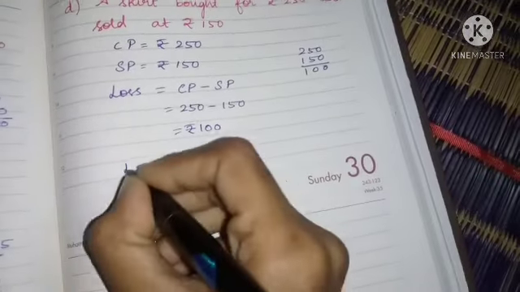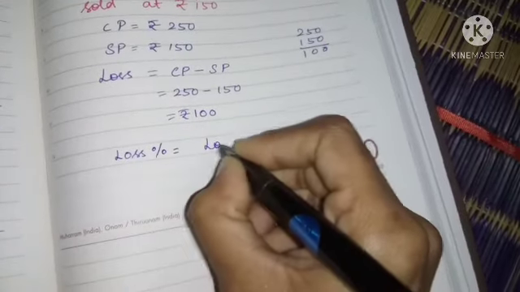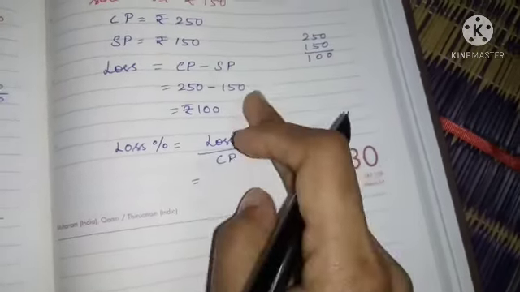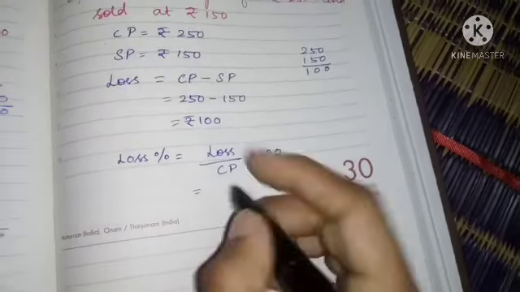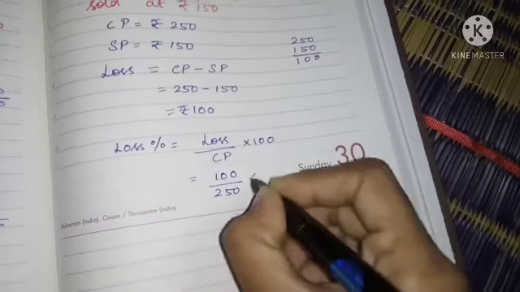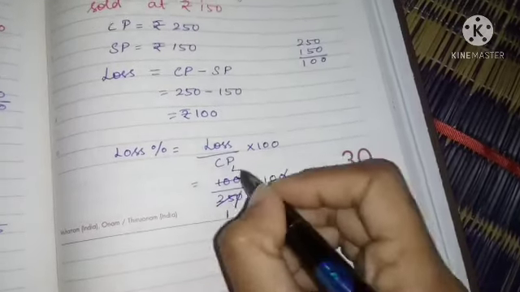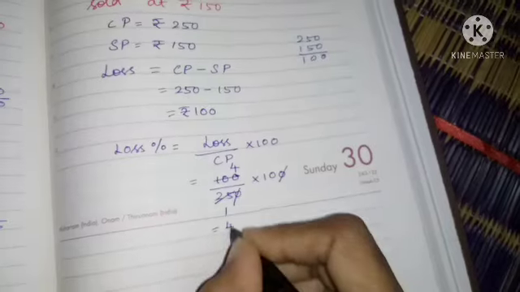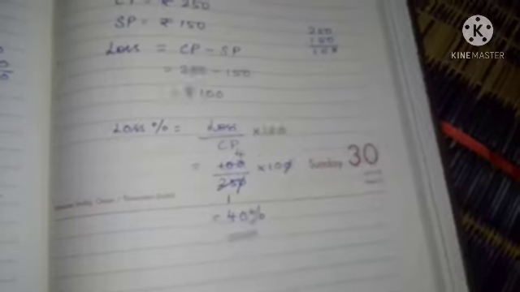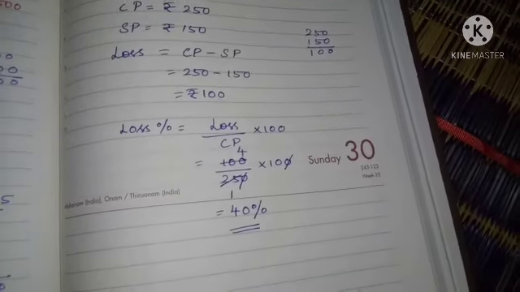So what percentage will you find? Loss percentage is equal to loss divided by CP into 100. When you are facing a loss, you will find the loss percentage. What is the loss value? 100 by CP, that is 250, into 100. Zeros cancel. 25 ones are 25, 25 fours are 100, so 4 into 10, 40. 40% is the loss which you are facing. The C subdivision is your homework. Understood?